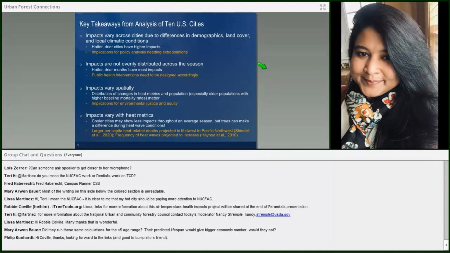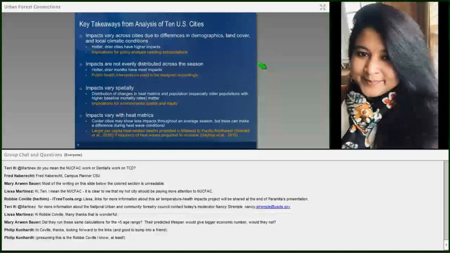And so just to summarize some of the key takeaways from the analysis of the 10 cities piece. We really find that it impacts very widely across the cities. And we did a very in-depth analysis of why we found these differences, which is hard to describe in detail here. But essentially, it boils down to differences in demographics, in baseline land cover, and also local climatic conditions. The main driver for these differences we found was the local climatic conditions. Hotter, drier cities have higher impact.